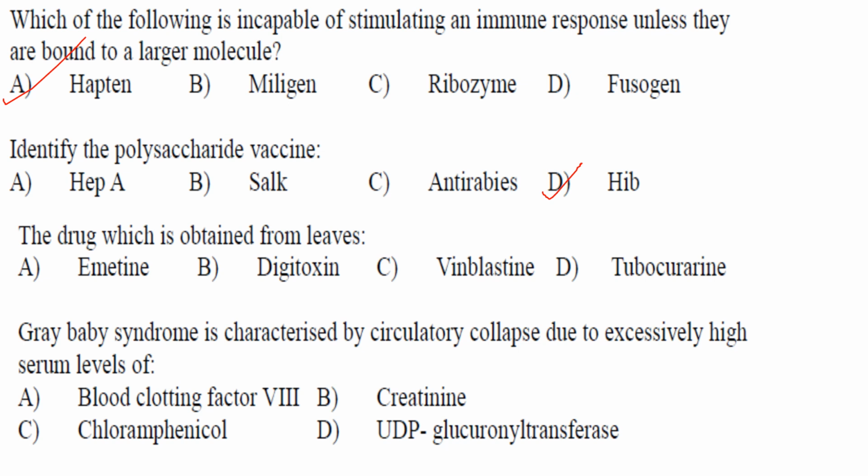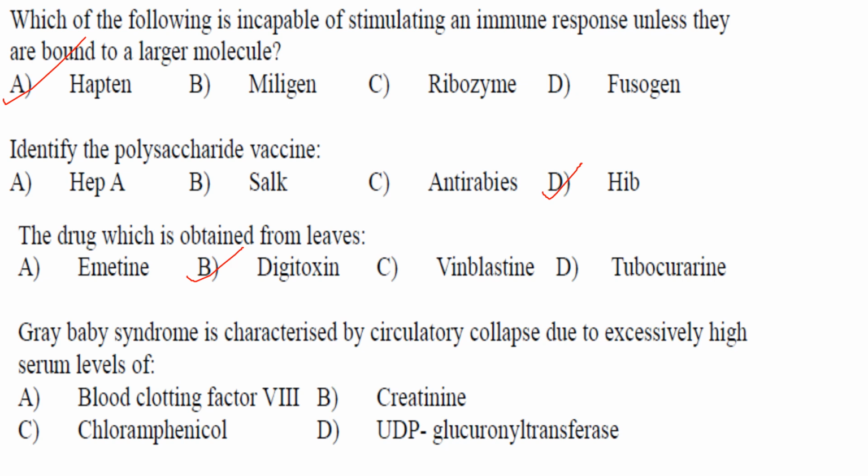Then next one. The drug which is obtained from leaves. Emetine is from the root of Psychotria ipecacuanha. Digitoxin is from foxglove leaves, used in arrhythmia treatment. So B is correct. Vinblastine is an alkaloid from the leaves of Catharanthus roseus, and it is used in the treatment of various cancers.